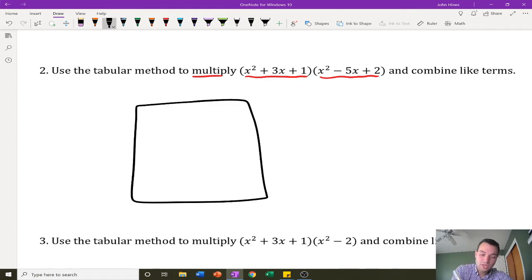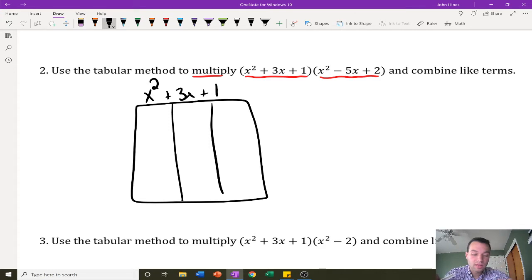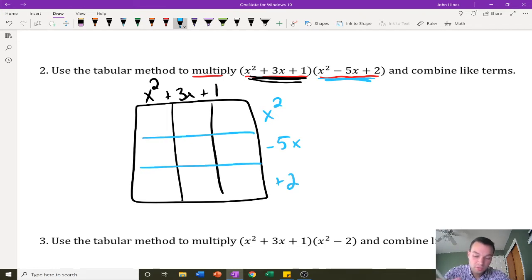So notice I made a much larger box because I have x squared plus 3x plus 1 on the top, which means I need 3 columns going down, because I have a trinomial. I start with a 3-termed polynomial. And on the side here, I have x squared minus 5x plus 2, which means I need 3 rows. Notice, key thing here, that I kept that negative with that 5. I don't have a floating negative sign in the middle there. That negative went with the 5. And now we just multiply.